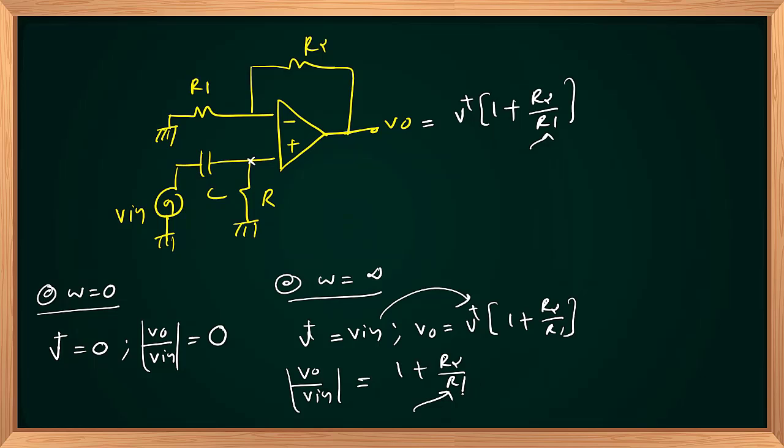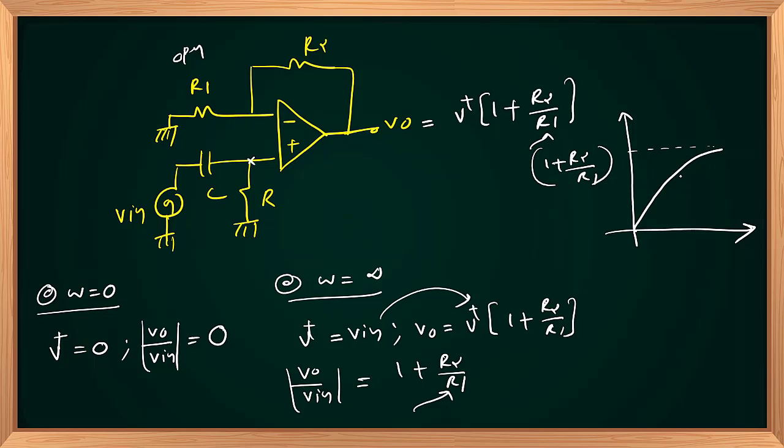Initially R1 was open, R1 was not present, R1 is infinity, R2 upon infinity will be 0, and the voltage gain will be 1 itself as earlier. Here the voltage gain is increased to 1 plus R2 by R1. So if you are plotting the characteristics, the minimum gain is 0, and the maximum gain at omega equal to infinity is 1 plus R2 upon R1.